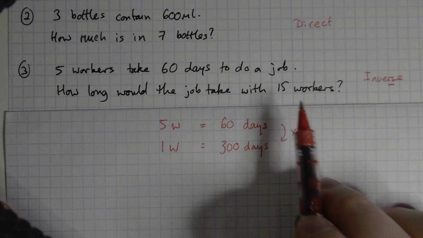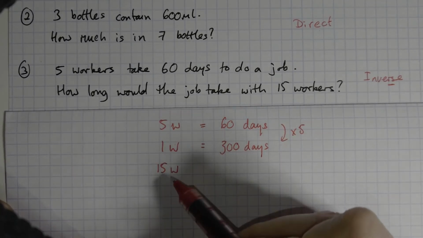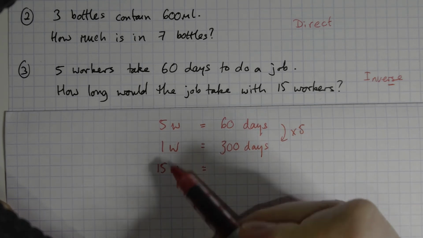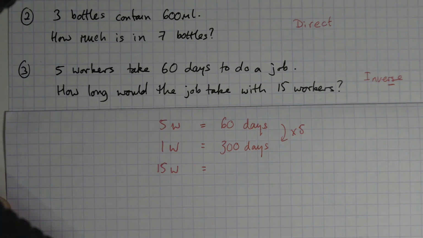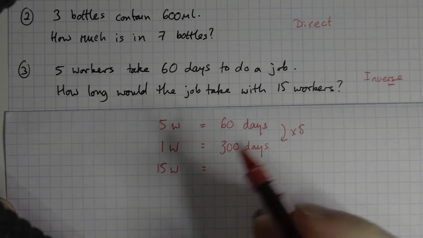But the question says there's actually 15 workers, so that's a relief. There's 15 times as many people helping now than when it was one person. And if you've got 15 times as many people helping, it will take 1/15 of the time. They can do it faster. So 15 times as many workers.